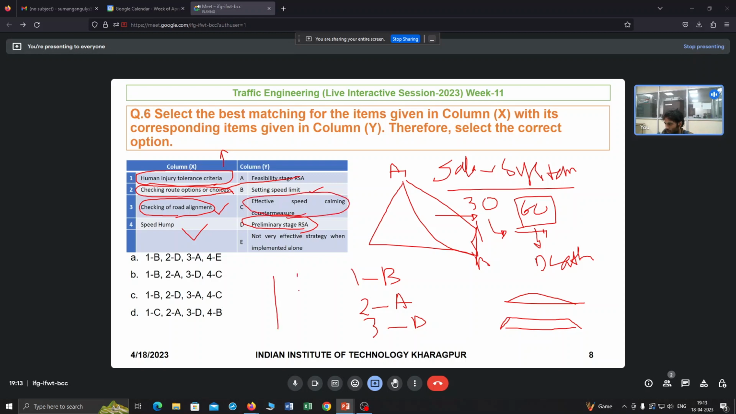So along a highway, sometimes in the minor road, instead of giving a stop sign, sometimes people are not adhering to the stop sign. So maybe we are using this speed hump so that automatically the speed of the vehicle goes down and it acts as the yield control intersection. So then the 4 is our C. So BADC.